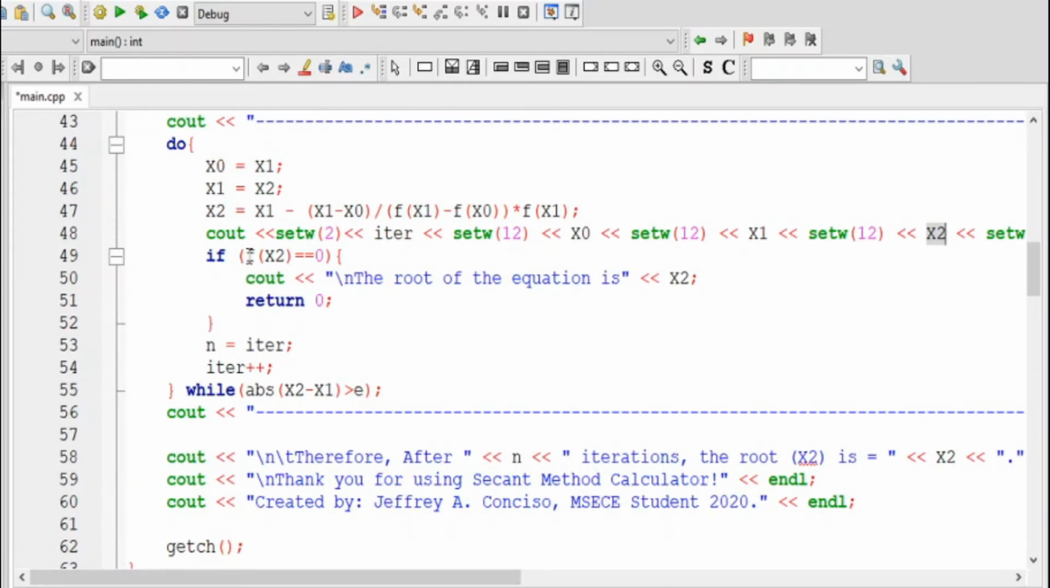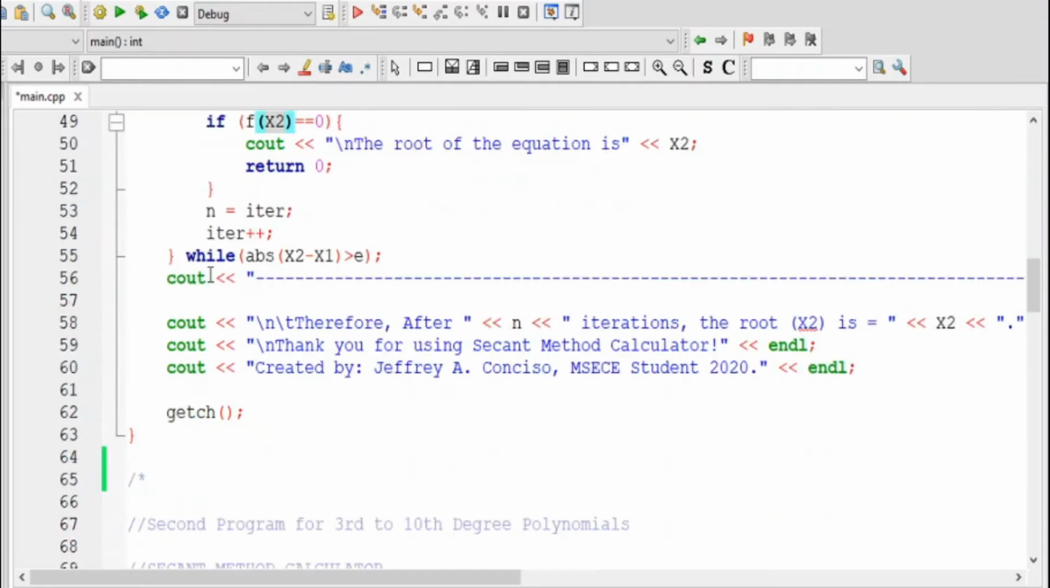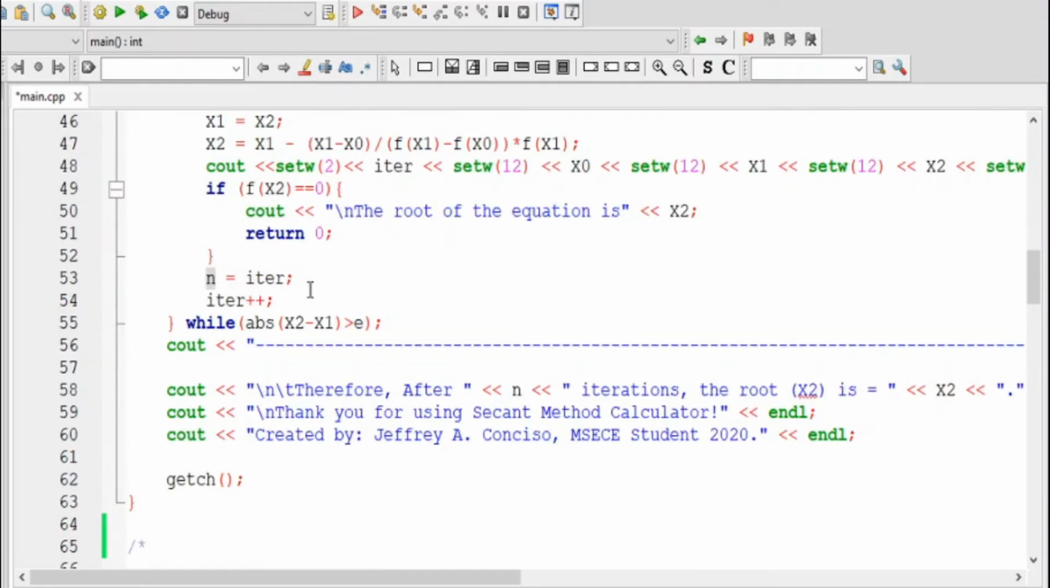If the function of x sub 2 is equal to 0, then we will print the root of the equation is x sub 2. And then let's designate n is equal to the iteration.